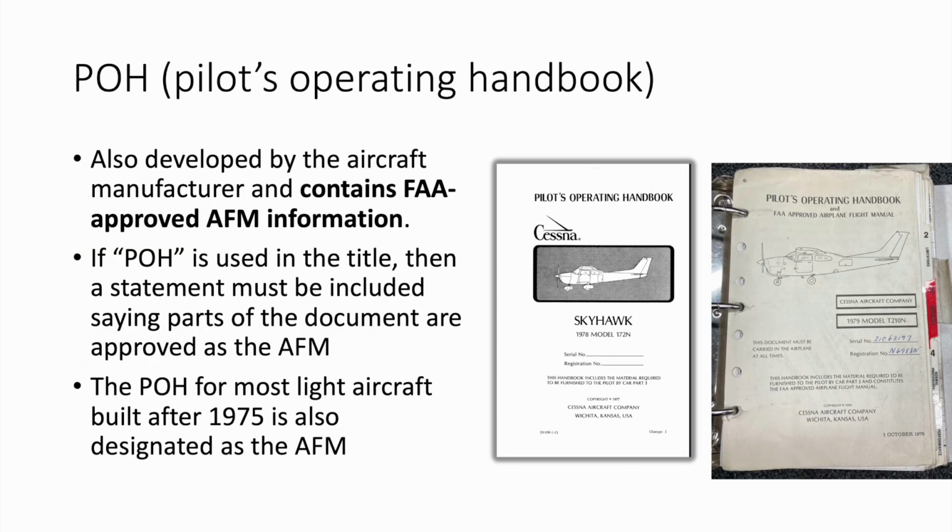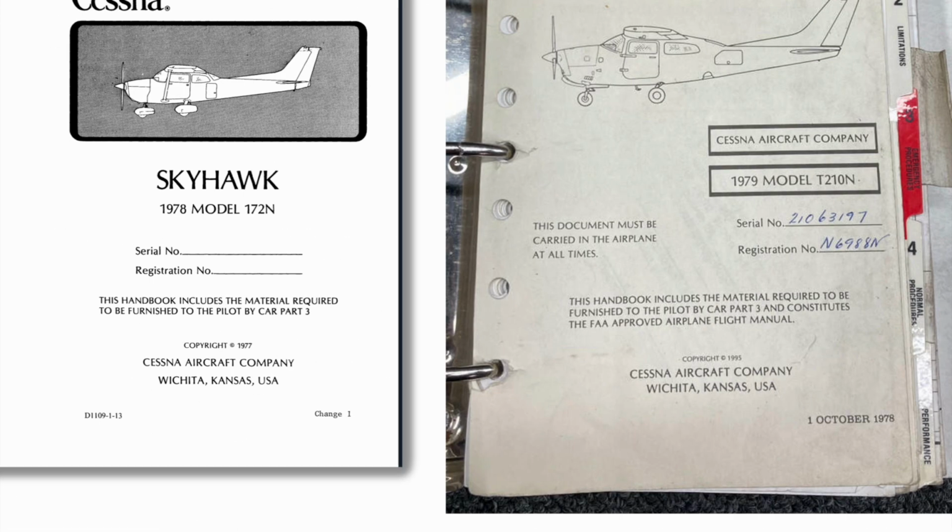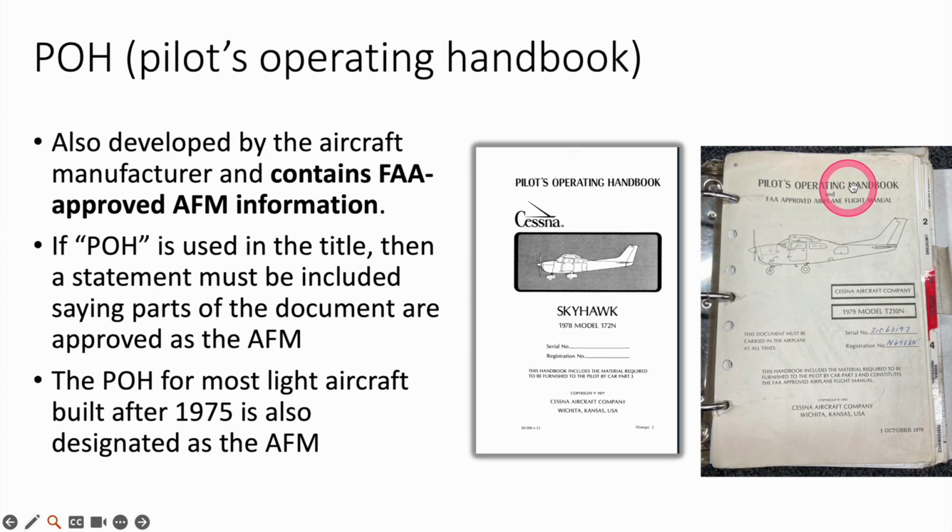Another one is a POH, that's a pilot's operating handbook. So although the name is different, this contains the AFM information within it. So you'll see on the cover of some of these, it'll have the serial number, and underneath a message will say, this handbook includes the material required to be furnished to the pilot and constitutes the FAA-approved airplane flight manual. So even though it says pilot's operating handbook, it'll also say AFM underneath it.